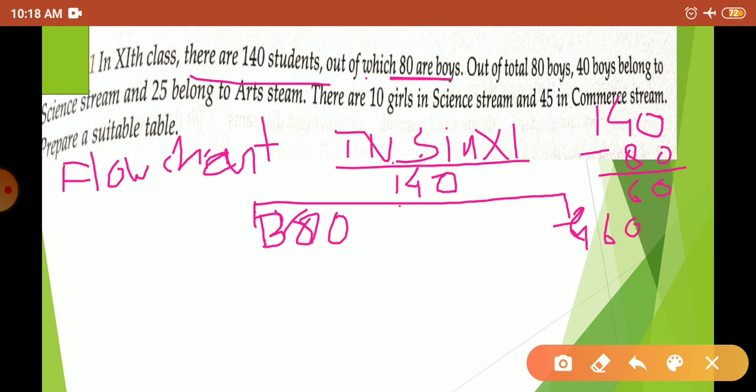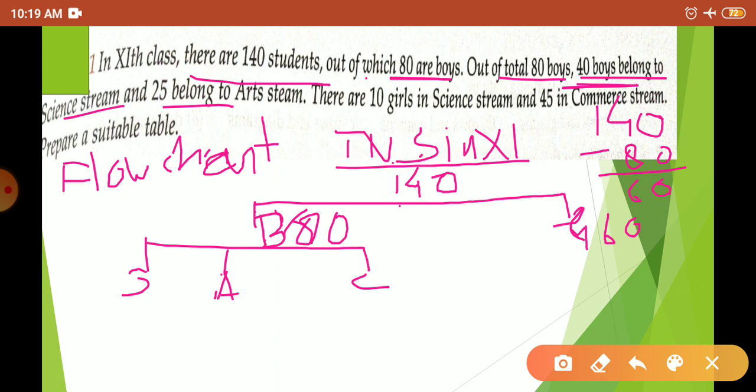60. Okay, students. Now again it is given that out of 80 boys, 40 belong to science, 25 arts, and commerce is not given. That is, this class is further divided on stream. So we are going to write there are 3 streams: science, arts and commerce. Okay, how many have taken science within the boys? 40. So we will write here 40. Okay, how many belong to arts? 25. So we are going to write here 25.